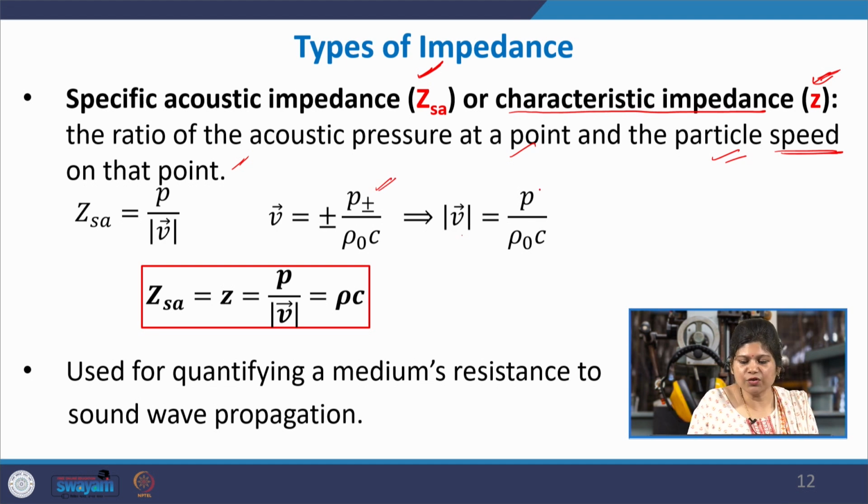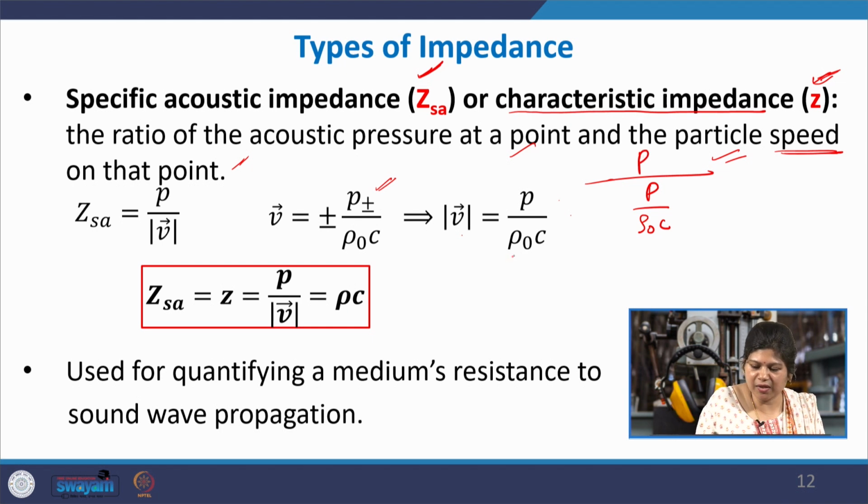So, the mod of this should be P by rho naught C. So, P divided by P by rho naught C, if you do, this whole thing divided by P, you will come up with ultimately this rho naught C, or rho C, whatever way you want to use it. So, you will come up with this term. This is the mass density multiplied by the speed of the sound. Now, you do not see any surface area or anything coming over here.